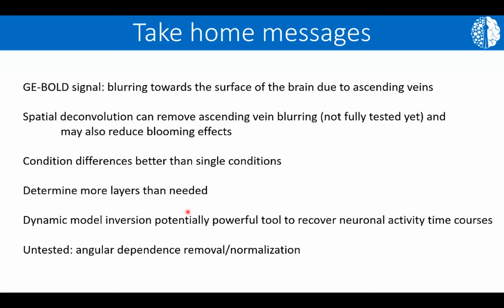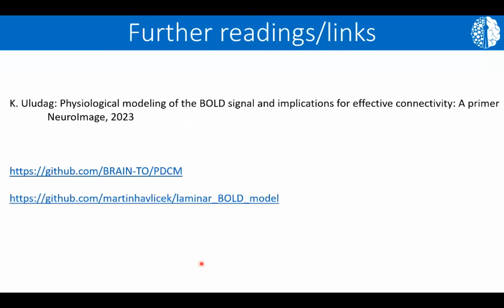You have to determine more layers than you need. So if you need only 3 neuronal layers, you have to determine 8 or more on the BOLD profile. Dynamic model inversion has not been applied so much, but I think there's a lot of potential to recover neuroactivity time courses. And we have not removed the angular dependence of the BOLD signal, but I think this will remove a lot of the noise.